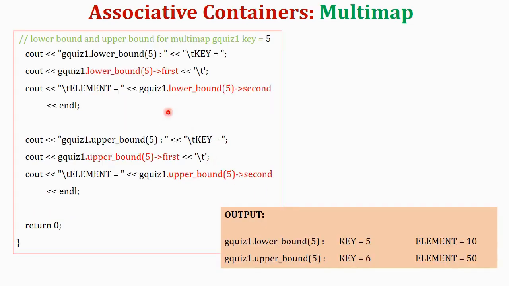Next, we are going to find the lower bound and upper bound. Here the lower bound of 5, the key, then the lower bound of 5, its value. Then it will show 5 and the element is 10. Similarly, the upper bound of 5 first, the upper bound of 5 second, it will show its upper bound value, that is 6, and the corresponding value is 50.